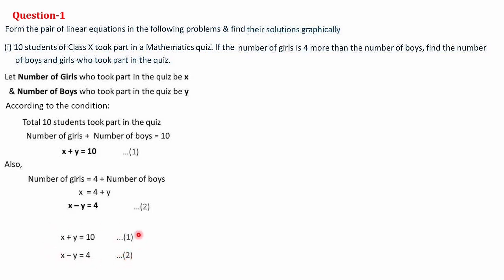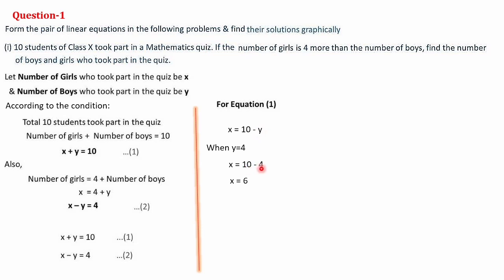Now we have to plot these equations on a graph sheet. So for that we have to make a table of values for plotting the equations in the graph. For that we take the first equation, x plus y is equal to 10, and from there x is equal to 10 minus y, bringing y to the right side. So x is equal to 10 minus y. Then we substitute one value for y. When y is equal to 4, x is equal to 10 minus 4, which is 6. So x is equal to 6 we have got.